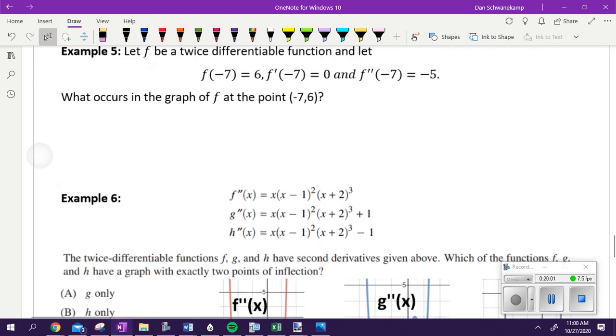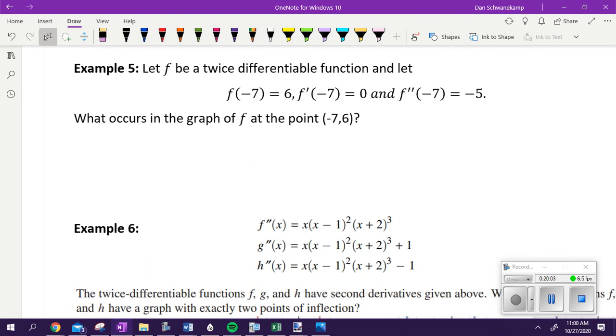All right, let's go to the backside. Example 5. This is when we need the second derivative test. That last question, it would have been way easier just to use a sign chart on f prime and figure out maxes and mins. But this is when we need it, when they're just giving me some information. Let f be a twice differentiable function.